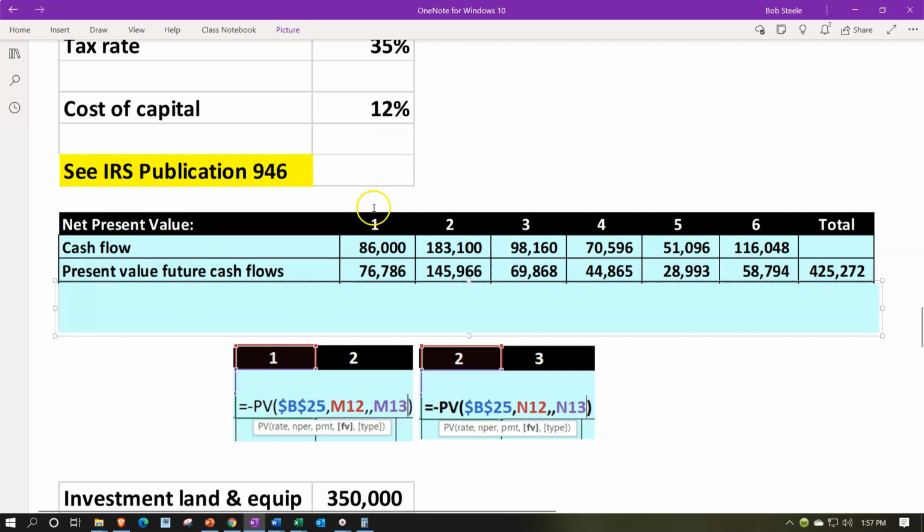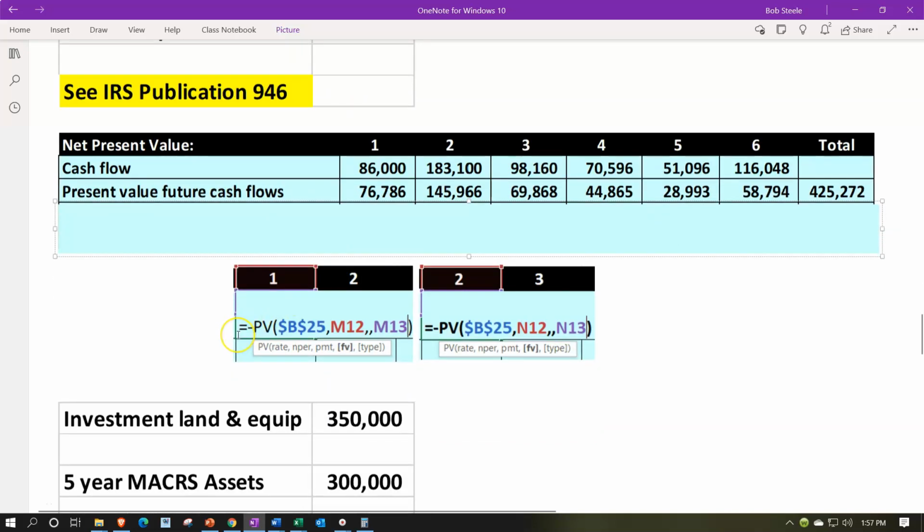Also note that we're not showing the outflow yet. That'll be the next step we'll do, the outflow at period 0. So we're just looking at the inflows right now, discounting them back. The 86,000 then discounted at the 12% for 1 year out would be the 76,786. The calculation is down below.